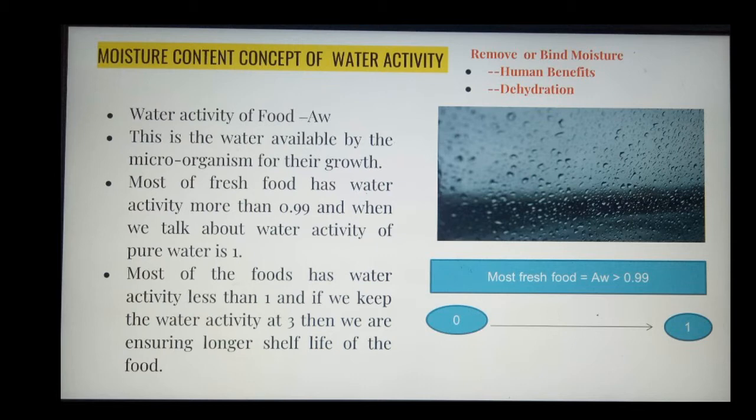Or we can add sugar or salt, for example in jams and pickles. We are binding the water with salt and sugar. Therefore this water is not available for microorganisms to grow, so the shelf life of the food is extended.